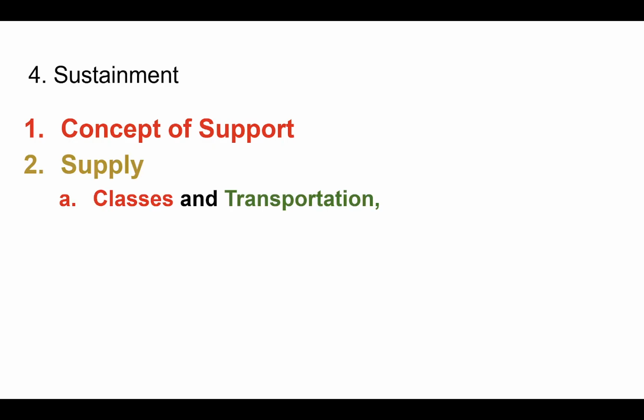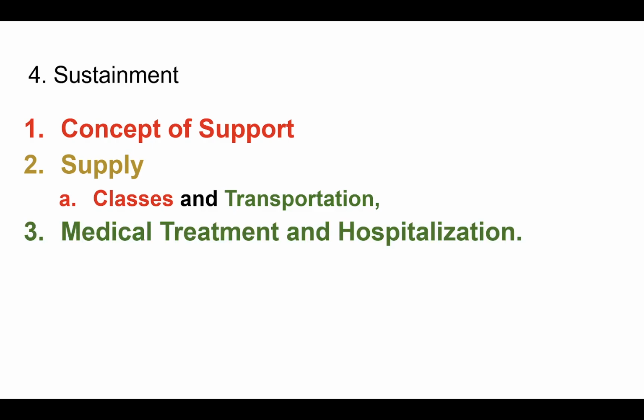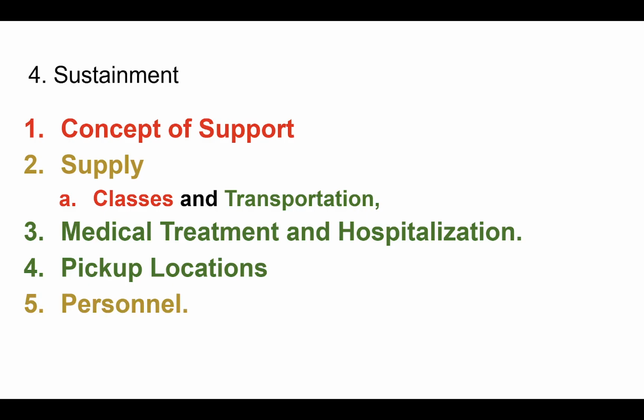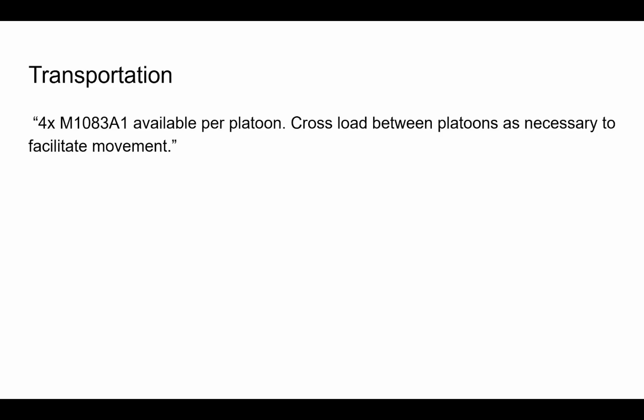Alright, second to last paragraph is going to be sustainment. So a couple parts. Concept of support, don't really need to worry about. Supply, transportation, it's just pretty much a statement of how we're going to get transported there, whether it's a UH-60 or vehicles. Classes, we don't have to worry about that. We don't eat MREs in the game or anything. Medical treatment, this is like the evacuation plan. The pickup locations, your HLZ, CCPs, AXPs, etc. And then personnel we'll touch on.